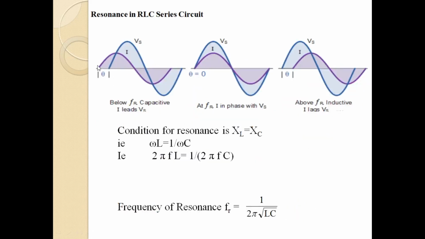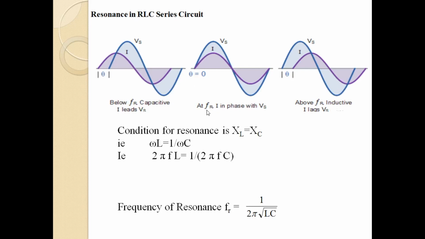Now here you can see the phase difference between the voltage and current when the frequency is varied. Below the resonance frequency the circuit will be capacitive and the current will be leading with respect to the voltage, because at lower frequencies the capacitive reactance will be higher, and in case of a series RLC circuit the circuit will be behaving as a capacitive circuit, so the current will be leading with respect to the voltage by an angle theta.